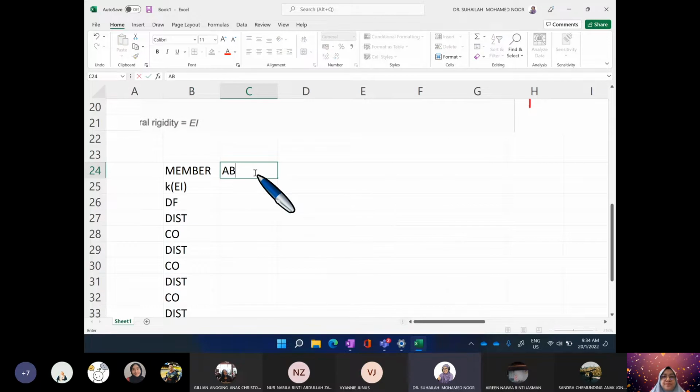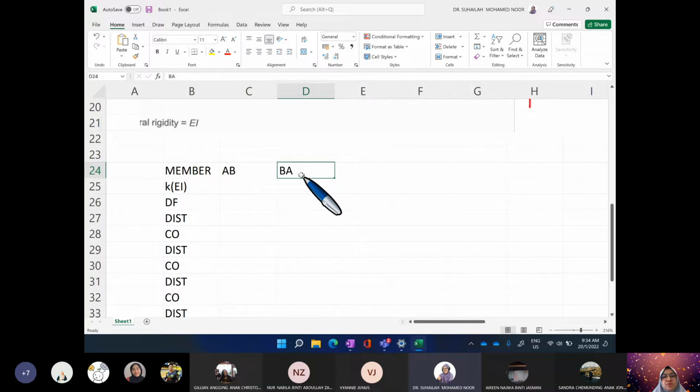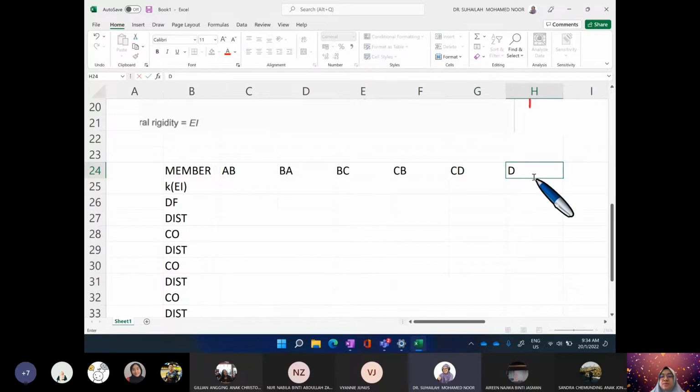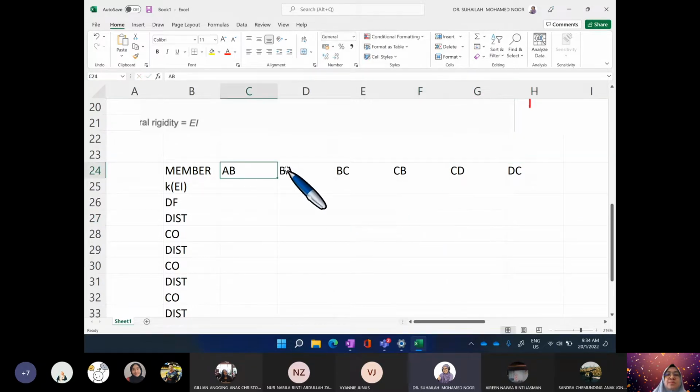We have AB, we have BA. So we have 3 members, so we have 6 end moments, because one member has 2 end moments. AB, BA, so we have BC and CB for member BC, and CD and DC for member CD. So there are 6: AB, BA, BC, CB, CD, DC.